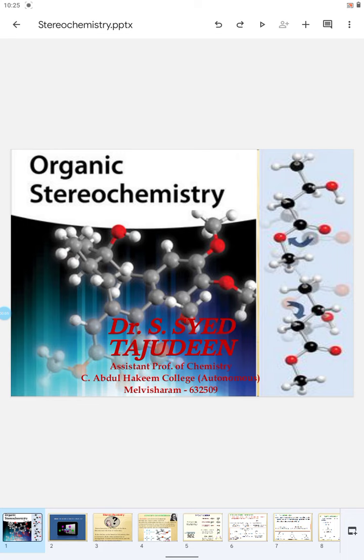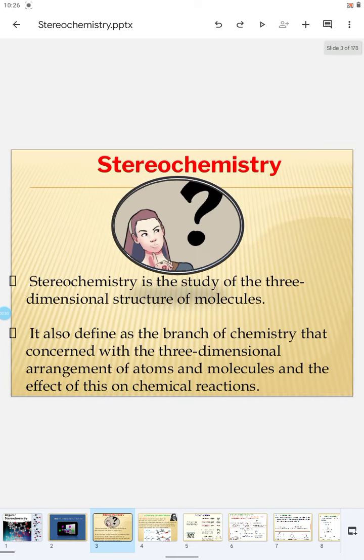In this lecture, we will discuss another very important topic in organic chemistry, that is stereochemistry of organic molecules. It is a topic that is concerned with how the atoms of a molecule are arranged in three dimensions. Stereochemistry is also known as three-dimensional chemistry because the prefix stereo means three-dimensionality. That is the three-dimensional arrangement of atoms and molecules and the effect of this on chemical reaction.